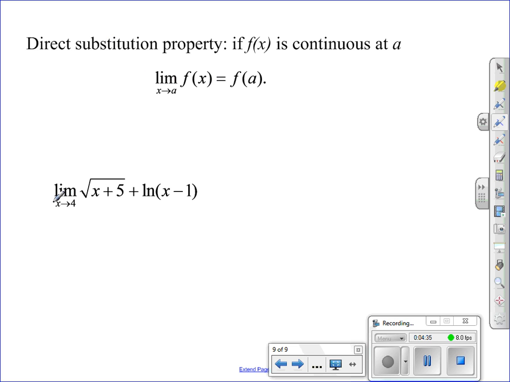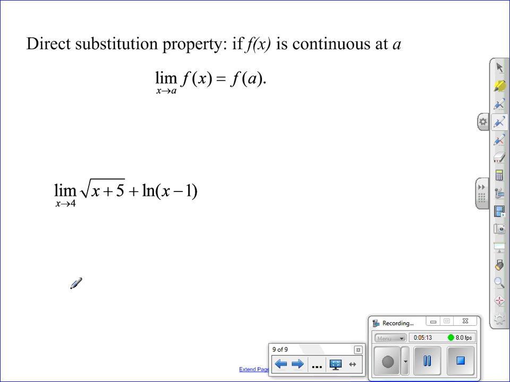Right? For example, if you want to find the limit of square root of x plus 5 plus natural log of x minus 1, we already know that the square root function is continuous. X plus 5 is a polynomial, which is a continuous function. Natural log is a continuous function, and x minus 1 is a continuous function. When they combine together, this is a combination of roots and polynomial, and a combination of natural log and polynomial, so this new function is continuous in its domain. And we luckily find that 4 is in the domain because 4 won't make any trouble when you plug inside.